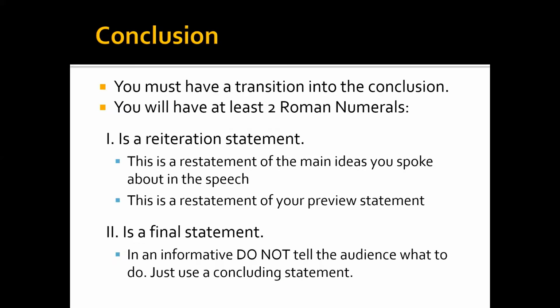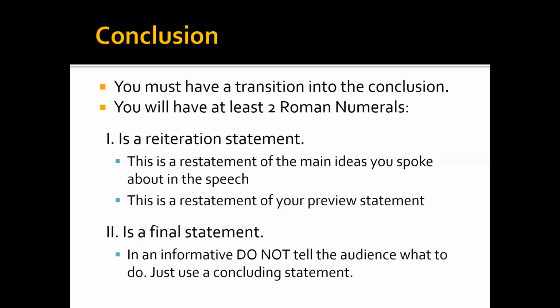You must have a transition into the conclusion, and you will have at least 2 Roman numerals within your conclusion. The first Roman numeral is a reiteration statement. This is a restatement of the main ideas that you spoke about in your speech. This is basically a restatement of your previous statement. So today we talked about boom, boom, boom, and boom, whatever that is. You can't just use your previous statement because your previous statement you'll say, I will talk about, and your reiteration says, I spoke about. It's past tense.